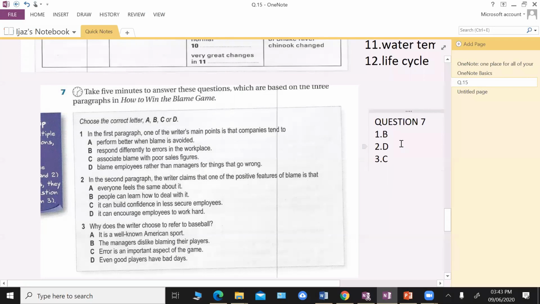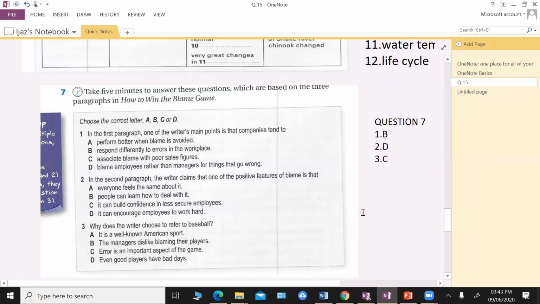So you can see the questions here. Number 1, the answer is B. Number 2, the answer is D. And number 3, the answer is C. Okay. After that, you can see 1B, 2D, and 3C.